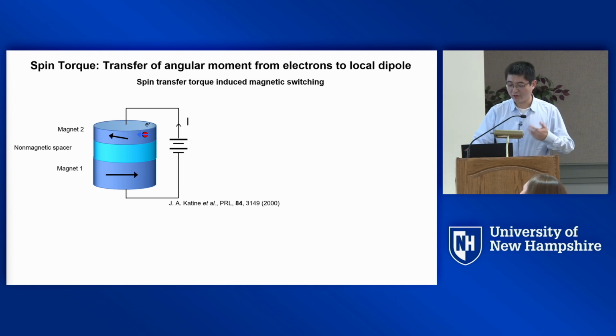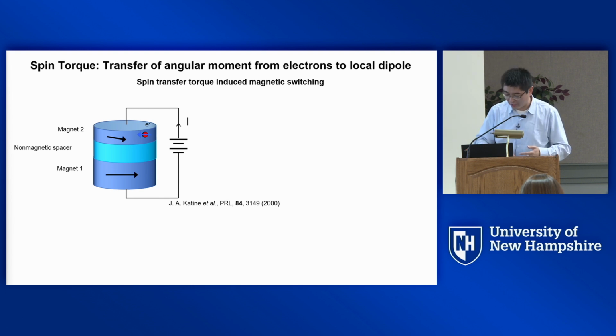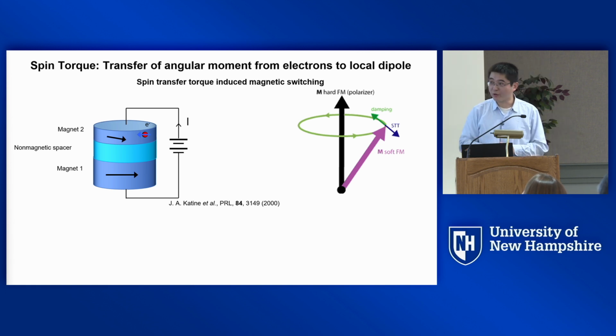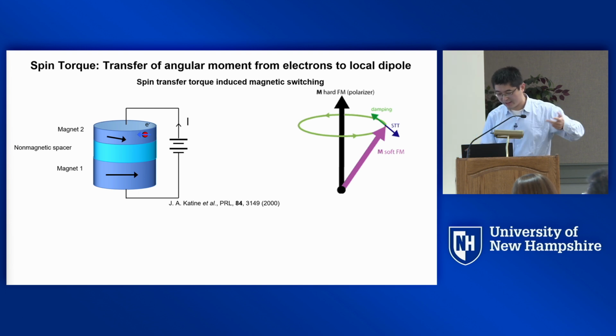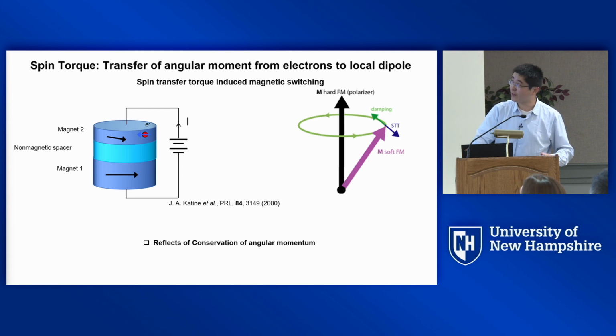So you can imagine if you apply a large enough current, the second magnet layer will get switched. This is a reflection of conservation of angular momentum. And of course, mathematically it can be described in more rigorous language, like using a damping-like torque, which is like a negative damping. So this is, in general, how you can control a ferromagnet moment using electrical current through the spin torque effect.